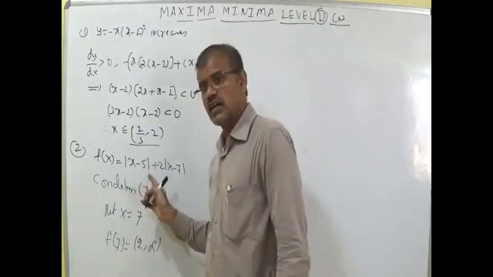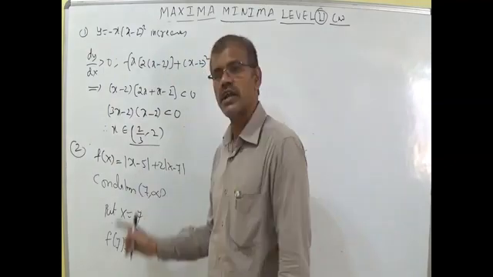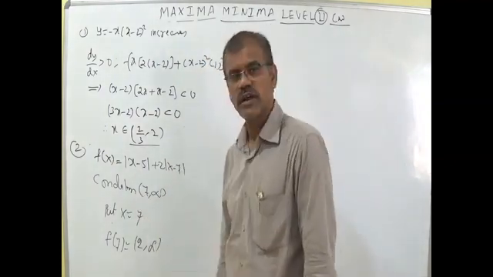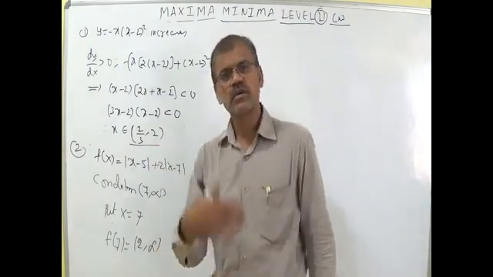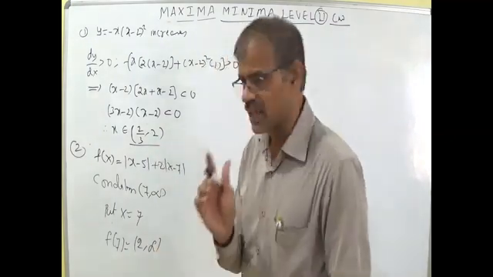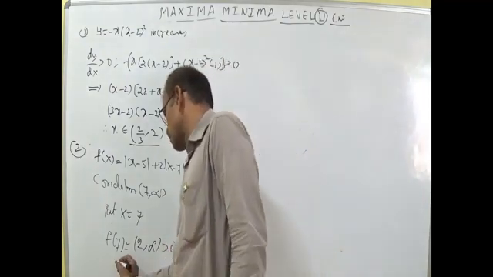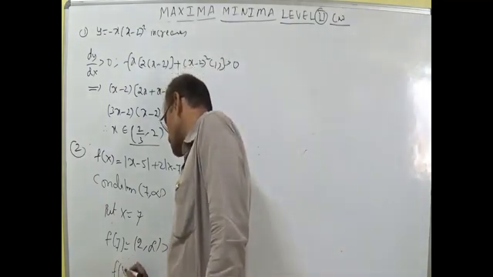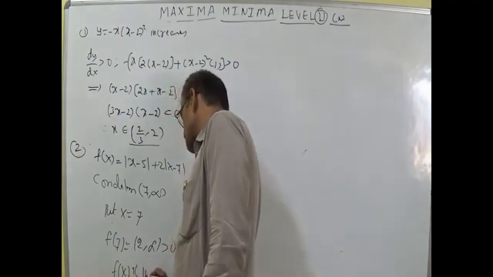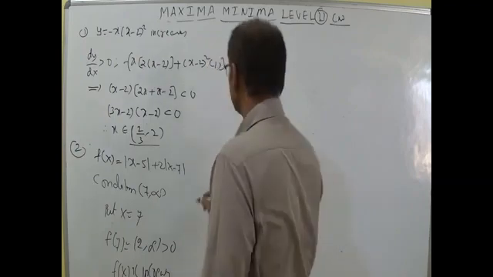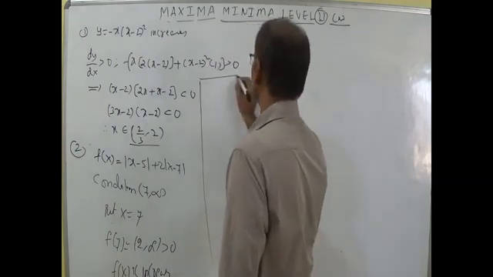You can calculate the derivative f dash x. The derivative of mod x is mod x by x, and for this one the derivative is also mod x by x. Taking LCM, you will be getting a value greater than 0. Simply 2 comma infinity is greater than 0. Write this: f of x is increasing. This is a shortcut. If you want the sum, calculate the derivative.